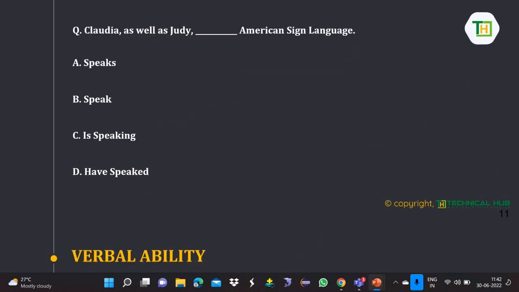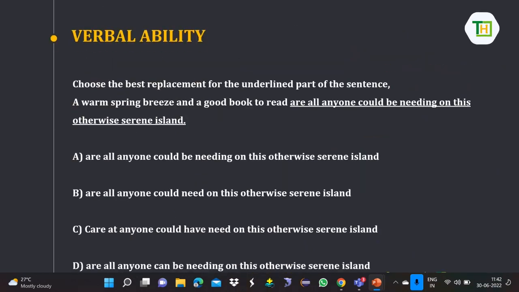So the next question, let us see what it is. Choose the best replacement for the underlined part of the sentence. A warm spring breeze and a good book to read are all anyone could be needing on this otherwise serene island.